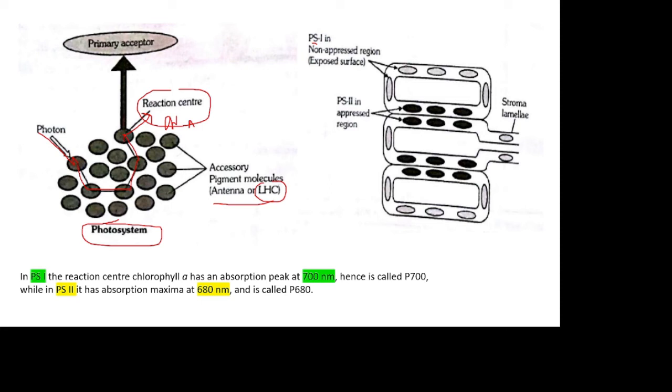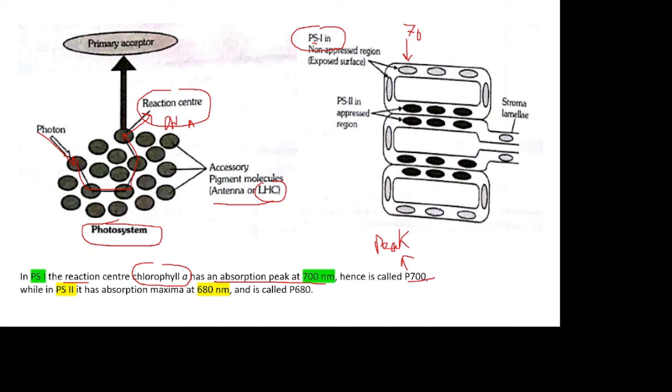In the thylakoid membrane, all the exposed surfaces have the PS1 system. Now what is PS1? PS1 has a reaction center, especially chlorophyll a, with an absorption peak at 700 nm. That's why the name is given as P700. Here P means peak. The absorption spectrum will show a peak at 700 nm.